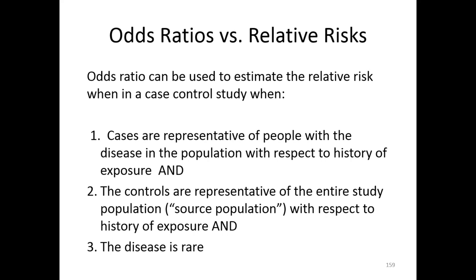Here are the conditions under which odds ratios can estimate relative risks. Cases are representative. In other words, you did your sampling correctly, like I said. Controls are representative. In other words, you did your sampling correctly. And the disease is rare. Less than 10% of the people have it or get it. If it gets higher than 10%, you start getting slight increases in your odds ratio above and beyond what the relative risk would have been. Next slide, please.